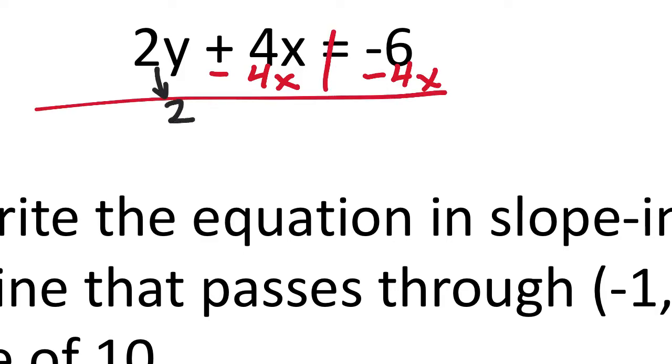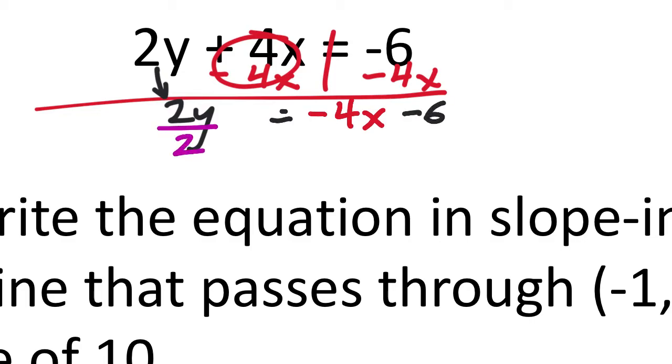If I do it to one side, I got to do it to the other side. So then I'll drop my 2y here. 4x minus 4x, that zeroes out just like we wanted. And then we got negative 6 minus 4x. I'm just going to switch those so it looks more like slope-intercept form, to be negative 4x and negative 6.